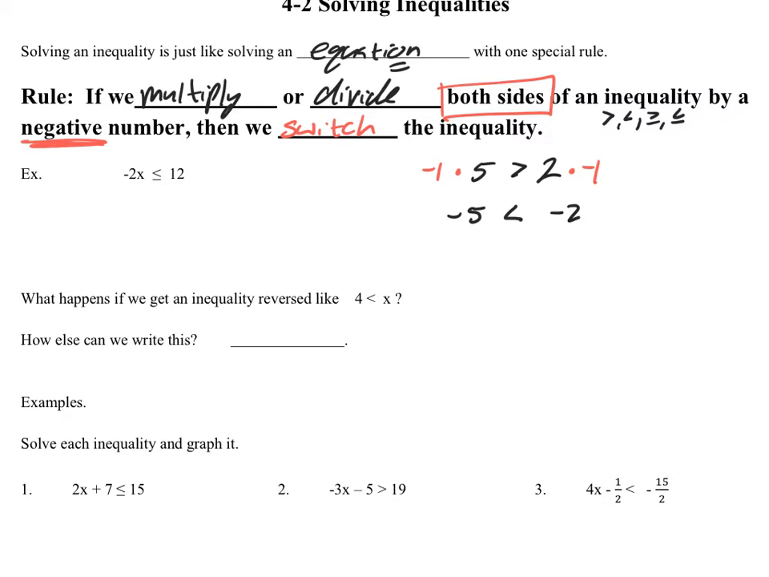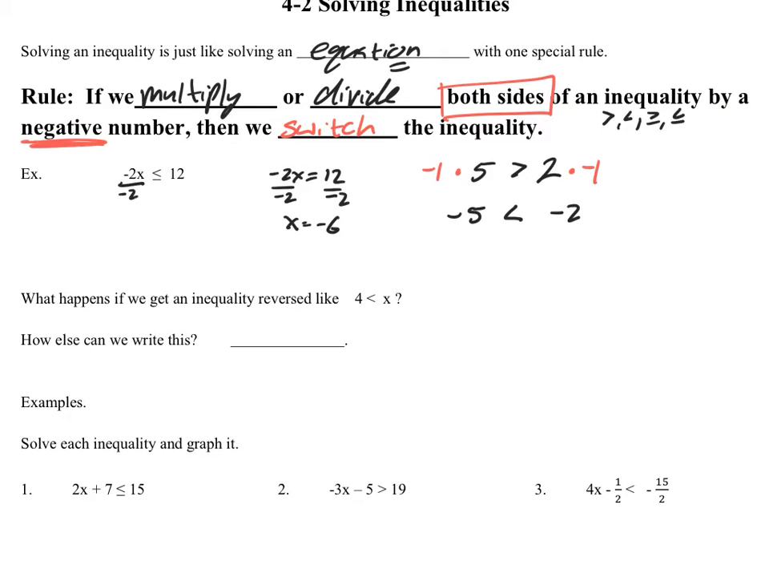So here's a little short example. If we have -2x is less than or equal to 12, we can think about how we might solve this if it was an equal sign, right? Well, we would just divide both sides by -2 and we'd get x is equal to -6. But now we don't have an equal sign. Now we have a less than or equal to. But almost everything is the same except that one rule.